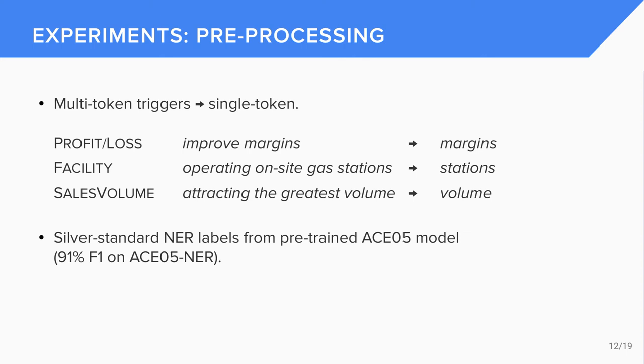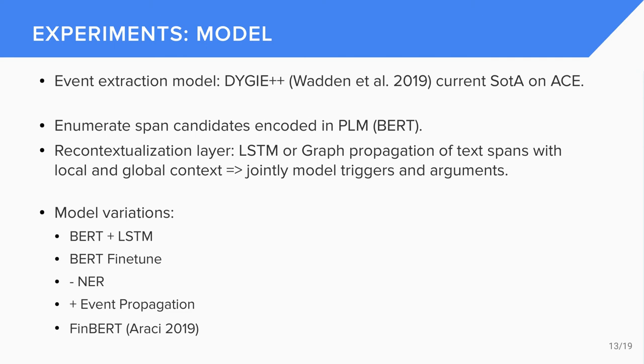We did this by using dependency parsing on the sentence and selecting a verbal and nominal root or child token within the trigger span. The model relies on enumeration of candidate text spans as contextualized embeddings and incorporates local and global context to jointly model event triggers and arguments. The model enumerates candidates of spans and encodes them using a pre-trained language model such as BERT.